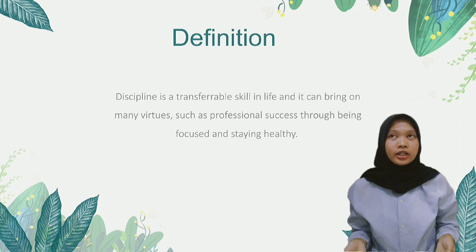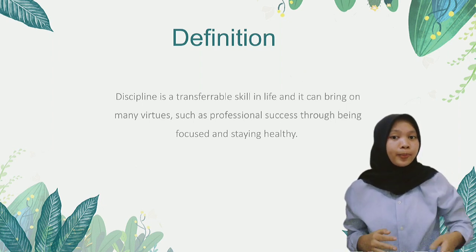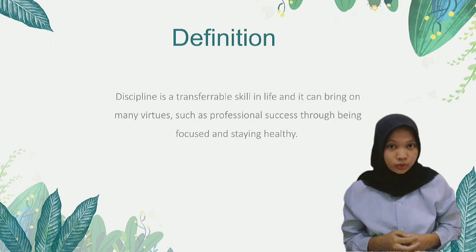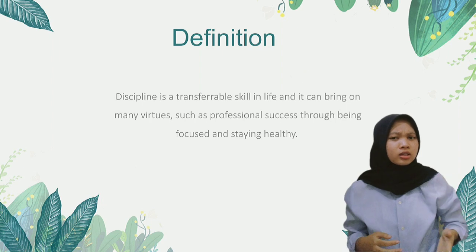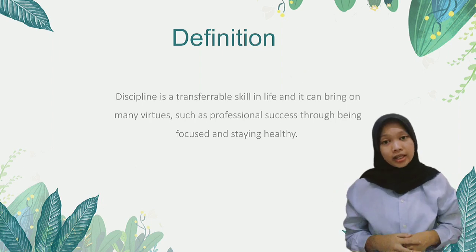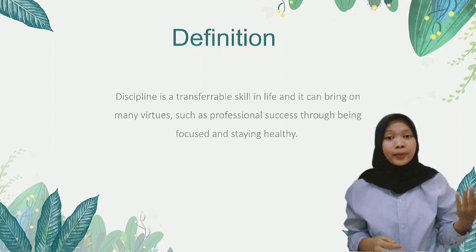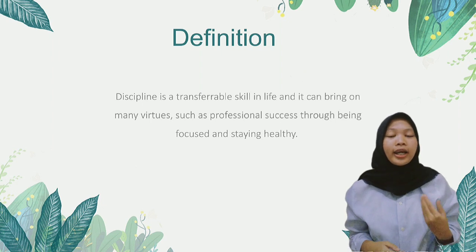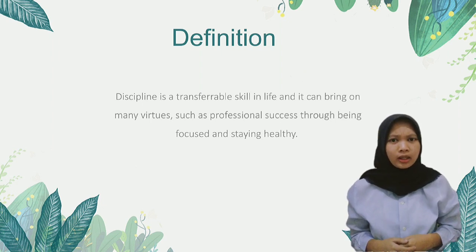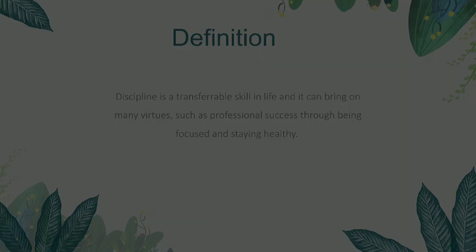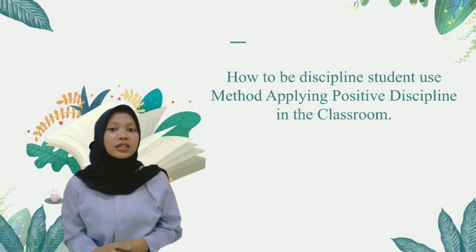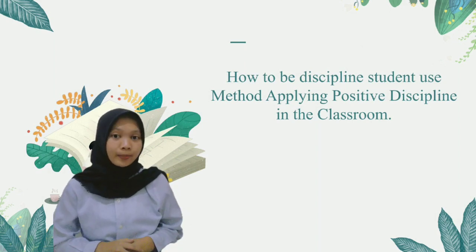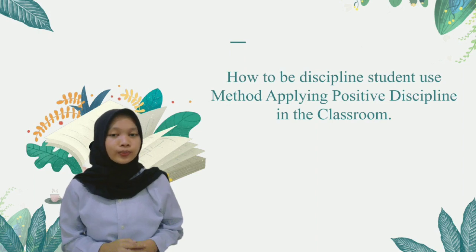So the definition of discipline is a transferable skill in life, and it can bring on many virtues such as professional success through being focused and staying healthy. Discipline is what helps students achieve good performance in school, and it is responsible for keeping order in the classroom. So, I will give some rules on how to be a disciplined student, using the method of applying positive discipline in the classroom.